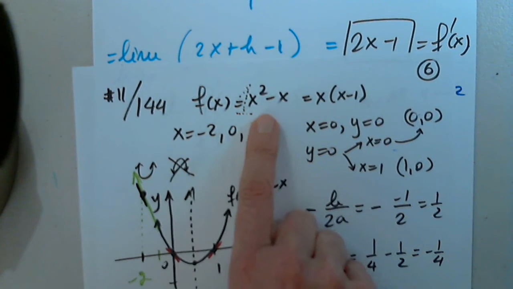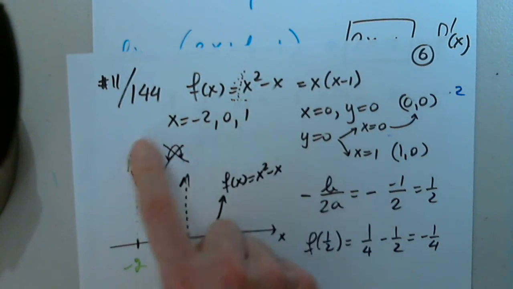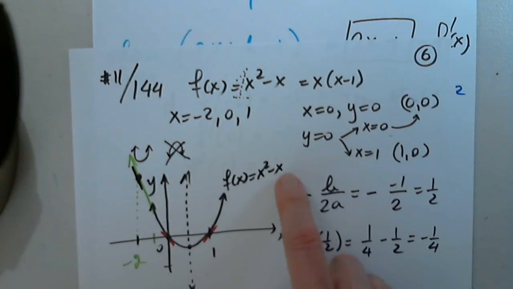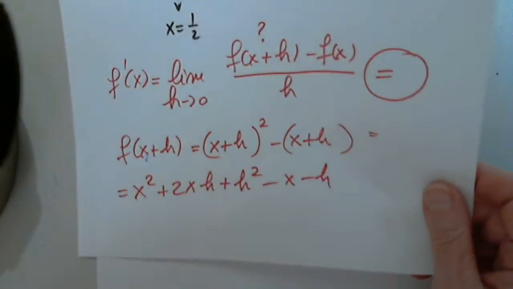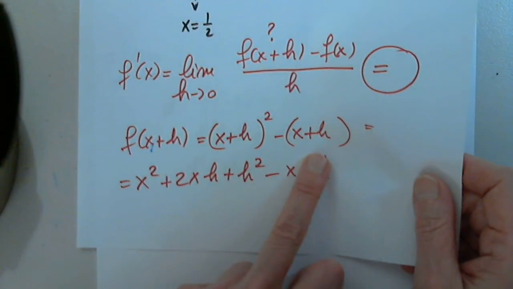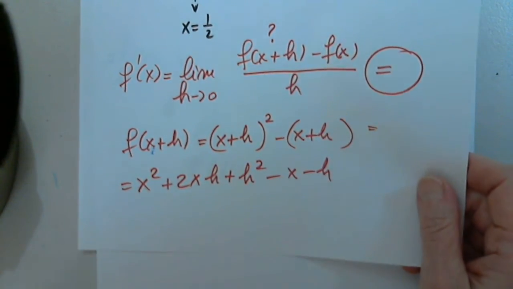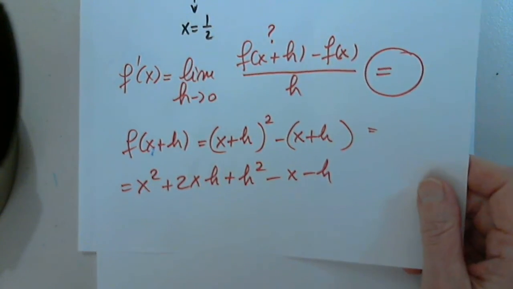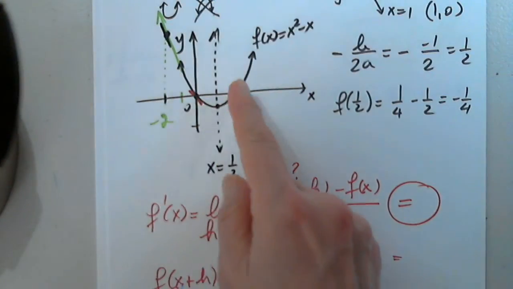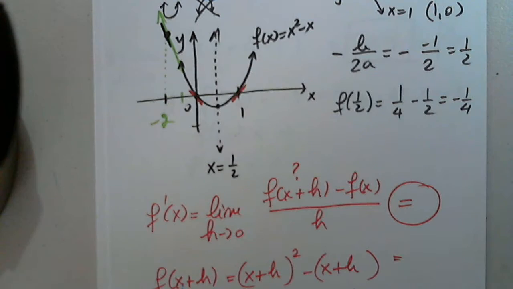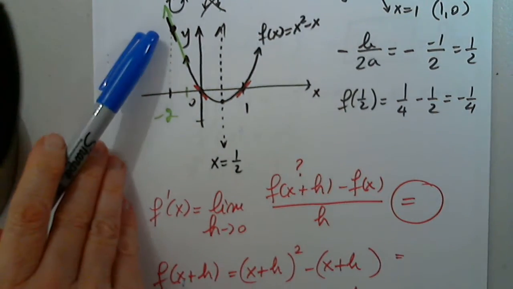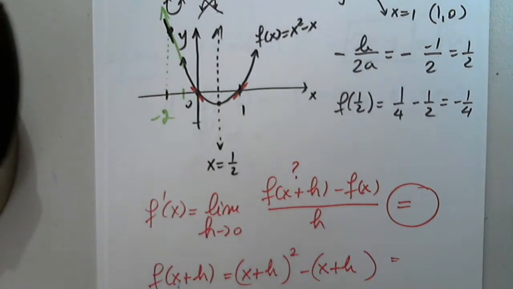Of course, we are working on problem 11, and this is our function. We are still working on the same function, so that's why I have x squared minus x. So which of these three tangent lines would you like to determine the equation for? At -2, at 0, or at 1? Let's do it at 1.